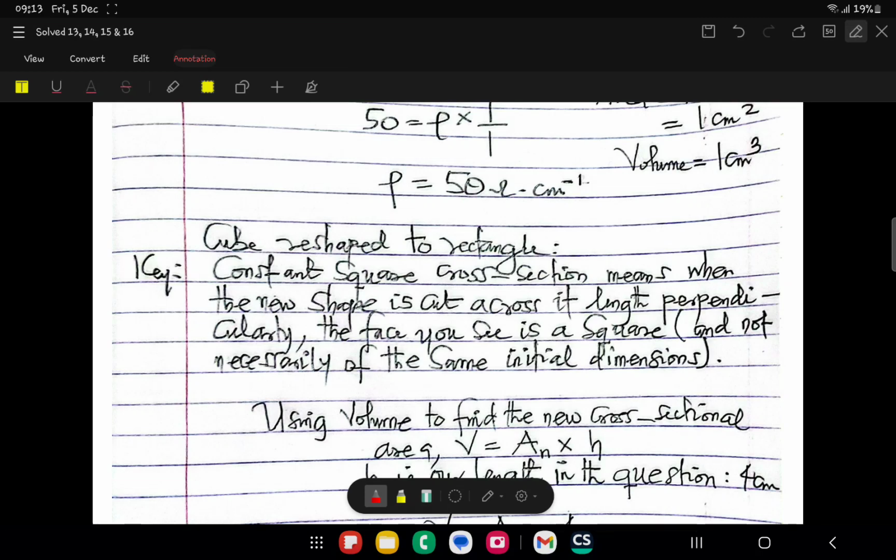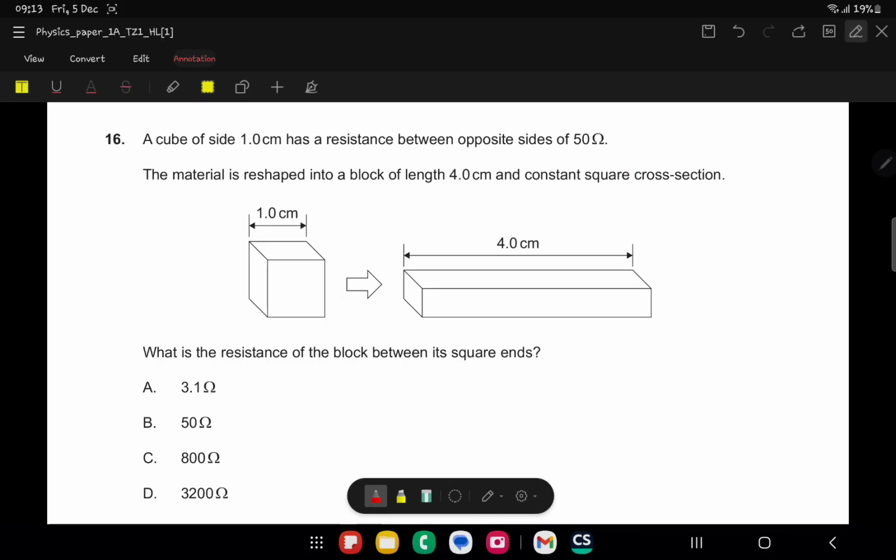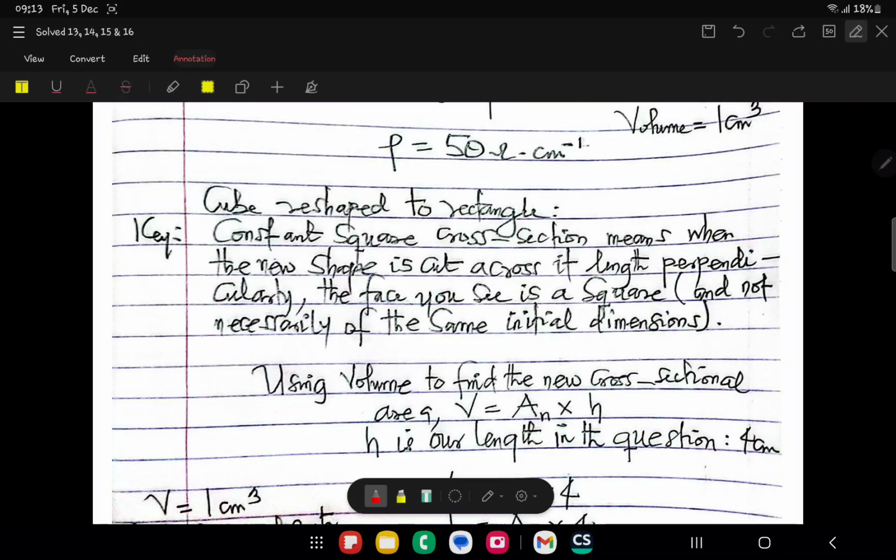No. But what the constant square cross section means is that when we slice the new shape that we were given, and the new shape that we're given is this, so when we slice it perpendicularly in this way, something straight like that, the shape you will see from the side should be that of a square. That is what the question is saying. All right, so once we know one side is a square, we've been given the length, which we can call our height, to be 4 centimeters.